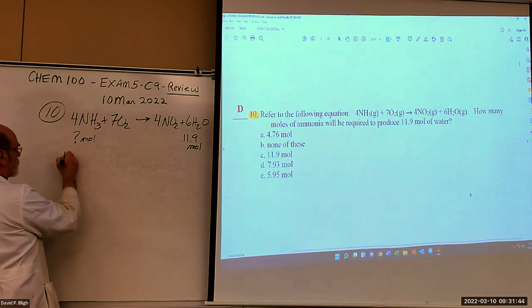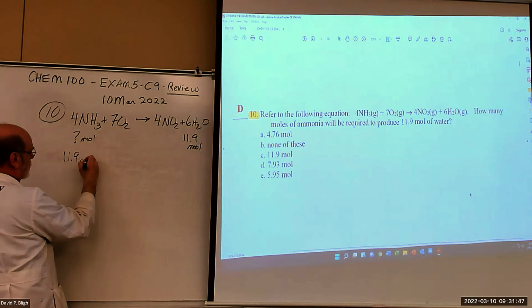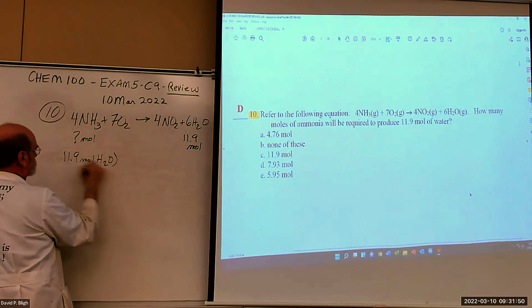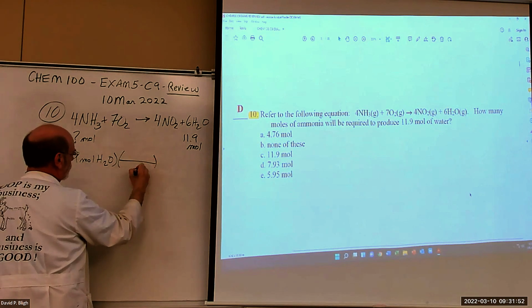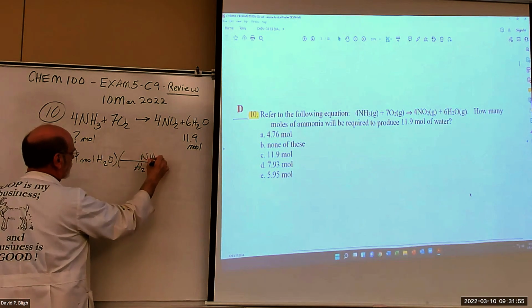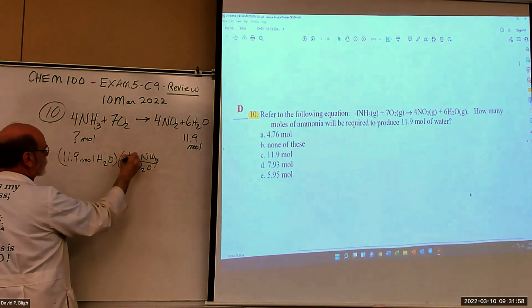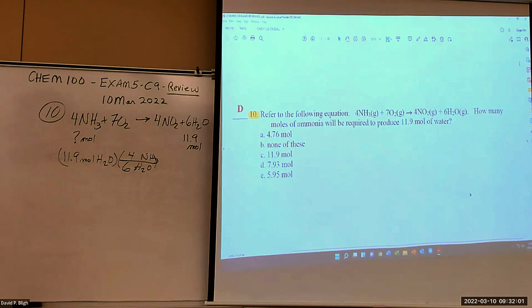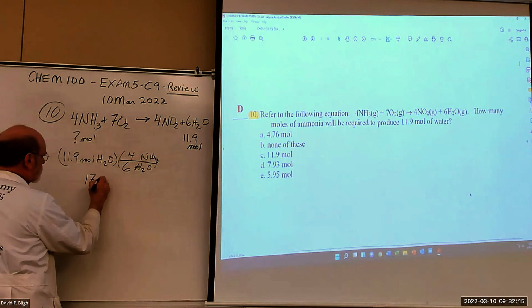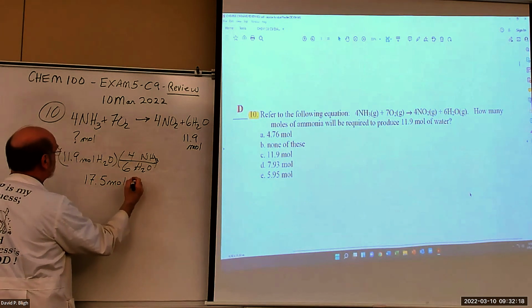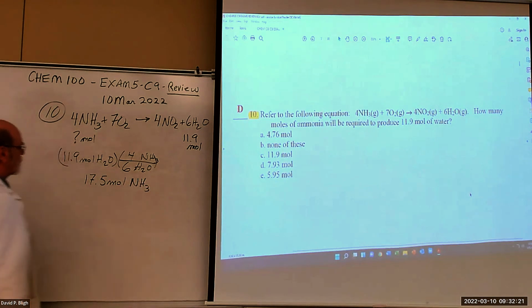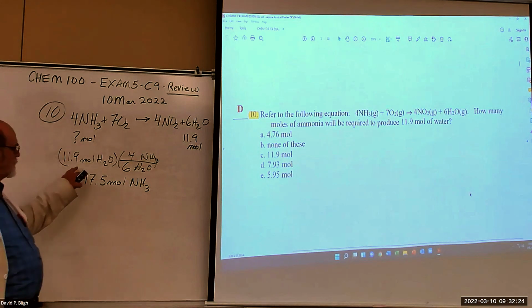So this is a simple unit conversion, actually. That many moles of water, ammonia. So we have 6 waters and 4 ammonias. So 2/3 of 11.9. And I get 17.3, significant figures, 17.5. That's how much ammonia will be required to produce this many moles of water.